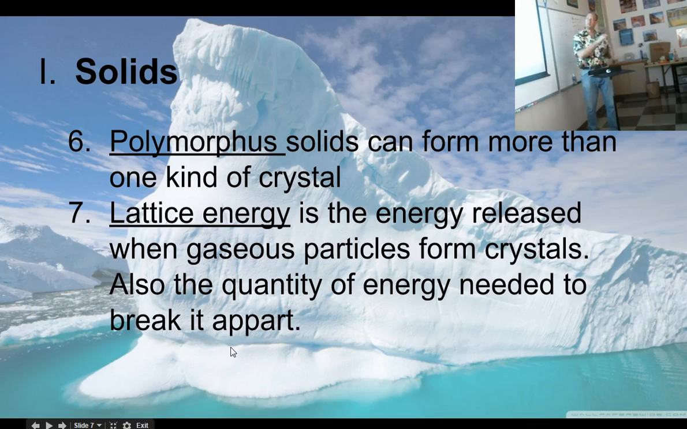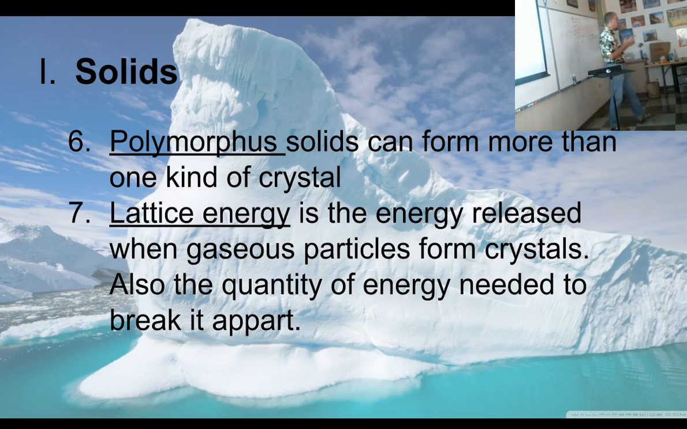I think we're almost done here. Polymorphous solids can form from more than one kind of crystal. So this one, carbon is an example of that. Carbon likes to be a crystal, but depending on the conditions when the carbon starts to crystallize, it will form a couple of different crystalline structures.